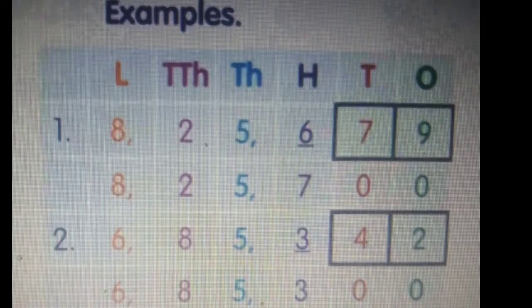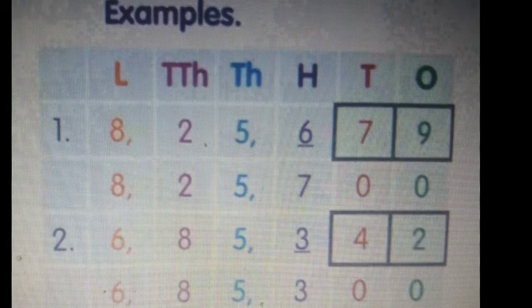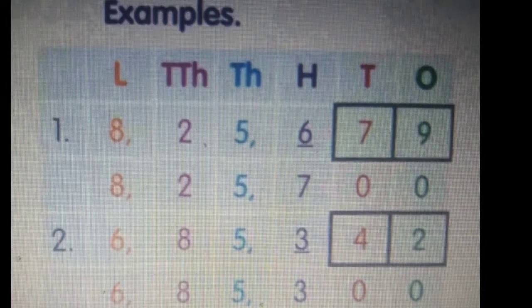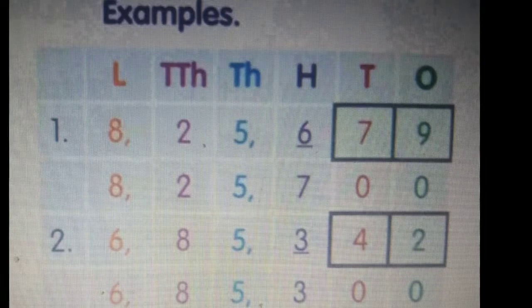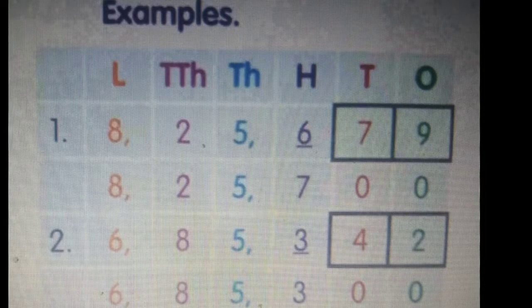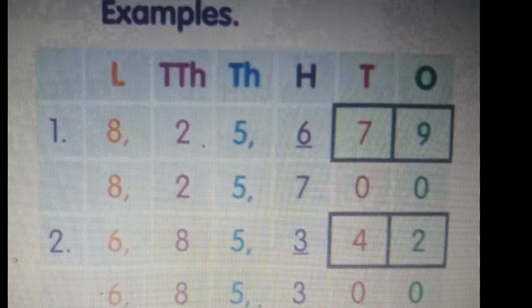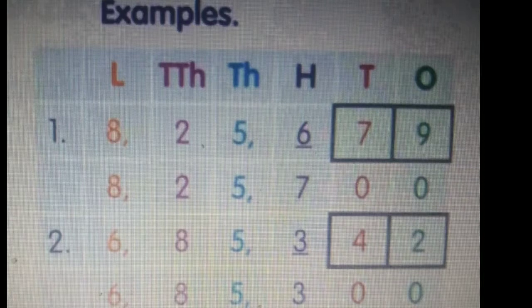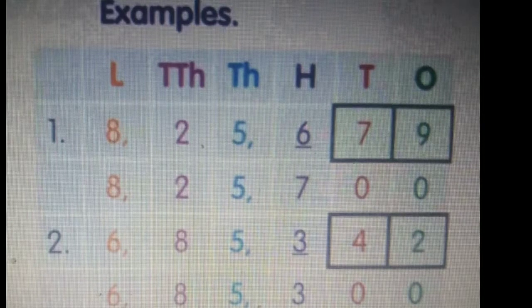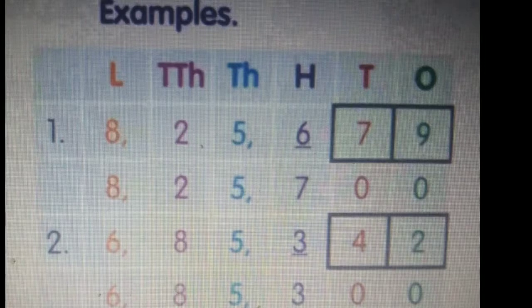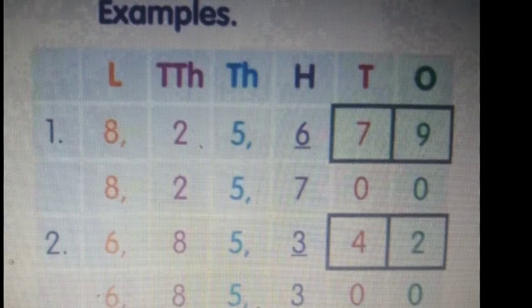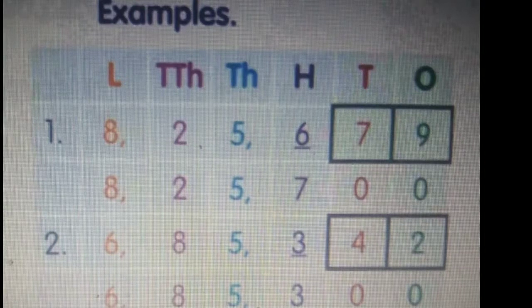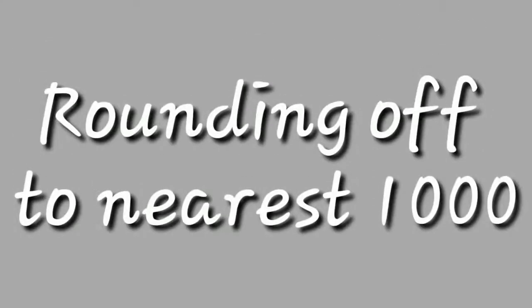Clear? Now, in the second example, I have taken the number 6,85,342. If you look at this example, the last two digits in the tens and ones places are 42, which is less than 50. And according to the rule, when the digits are less than 50, we just round it off to 0. So, 342 will become 300 since it is nearer to 300 in comparison to 400. So, clear to you? Now, let's move on to rounding off to the nearest thousands.